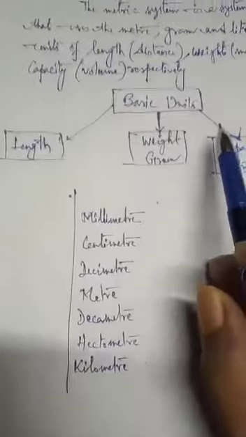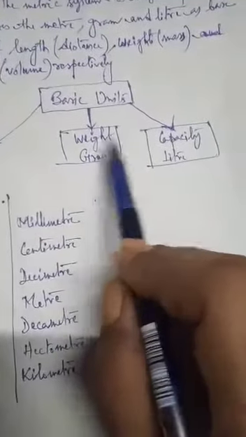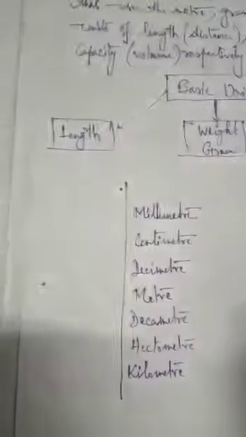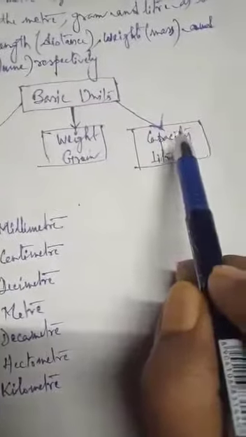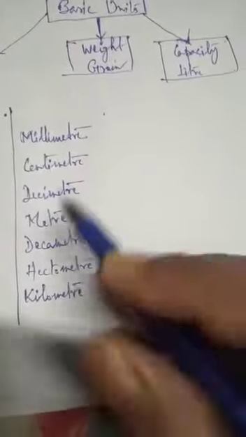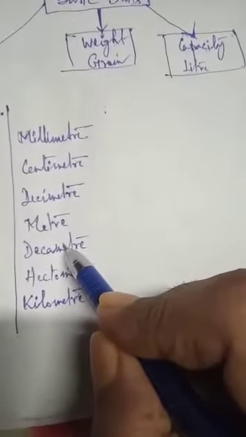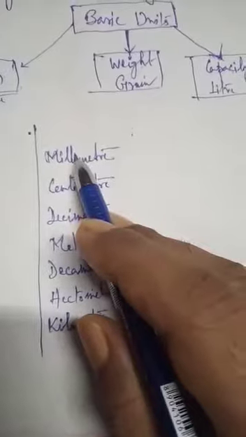So in a metric system, we measure length, weight, and capacity. In length we use meter, in capacity, that means volume, we use liter. I have made a chart here: kilometer, hectometer, decameter, meter, decimeter, centimeter, and millimeter.